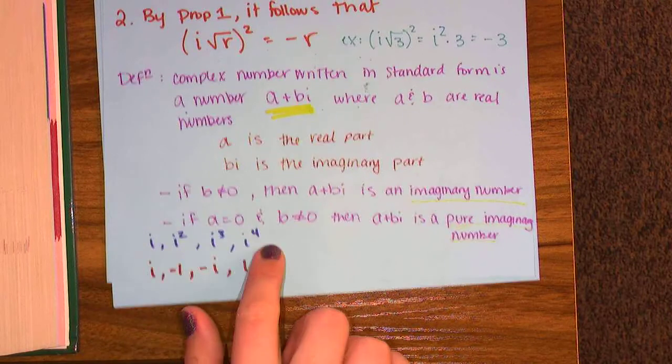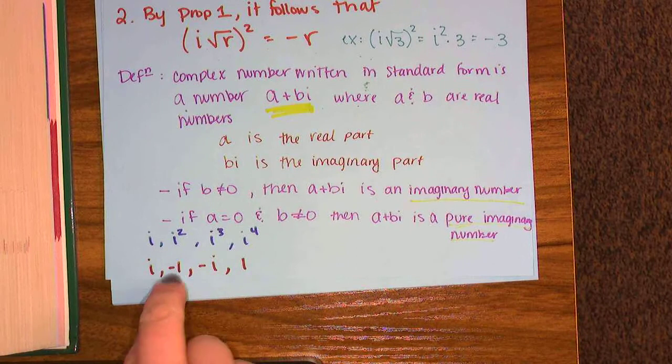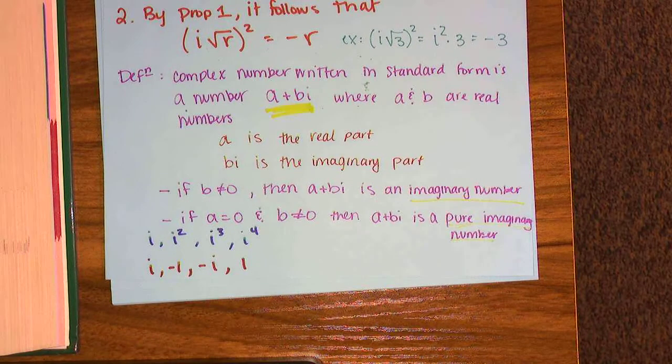Okay, then i to the 5th repeats. i to the 5th would be i, i to the 6th would be -1, i to the 7th would be -i, i to the 8th would be 1, okay, and so on and so forth. So just make sure you memorize that now. It will show up. I promise you that. Okay?